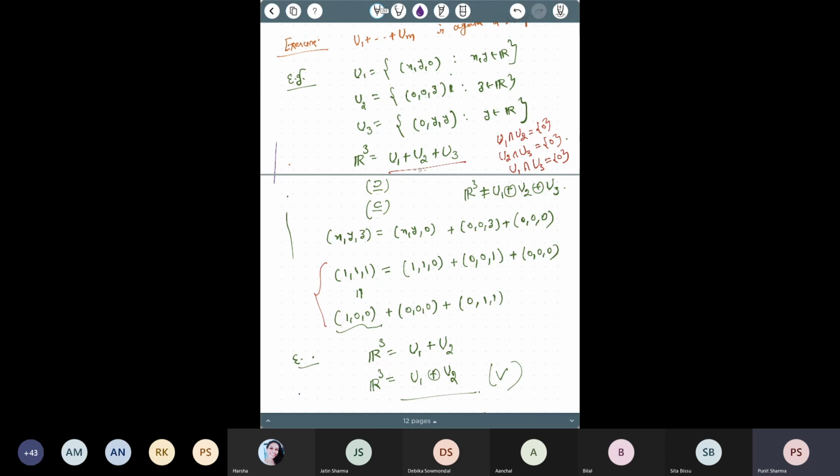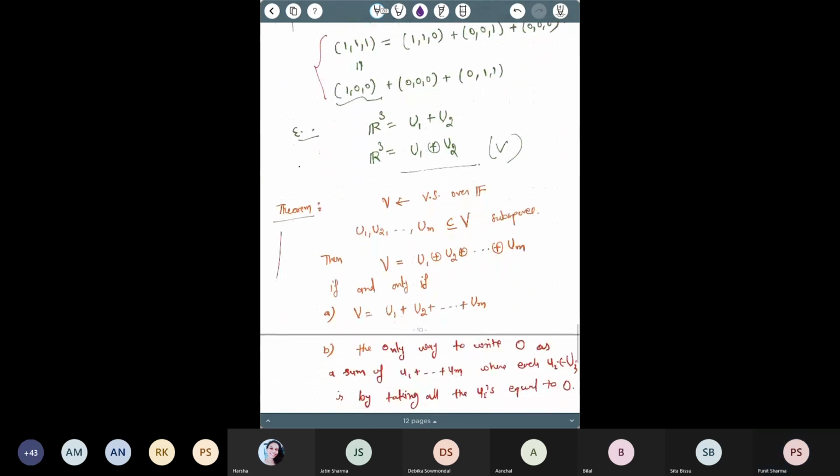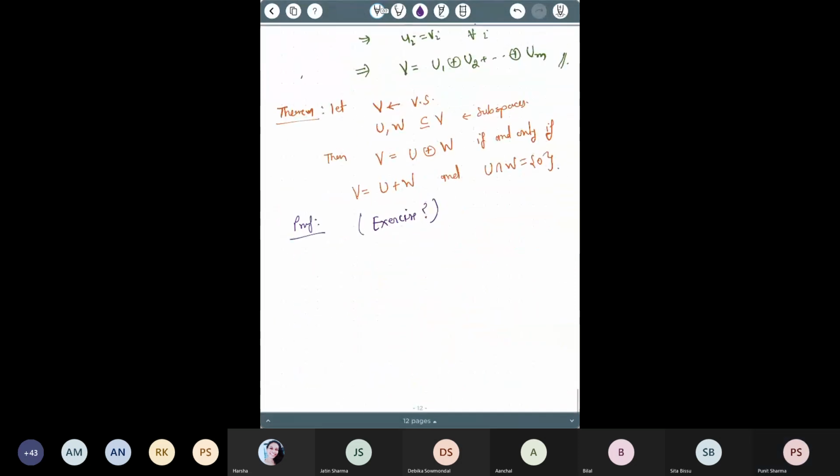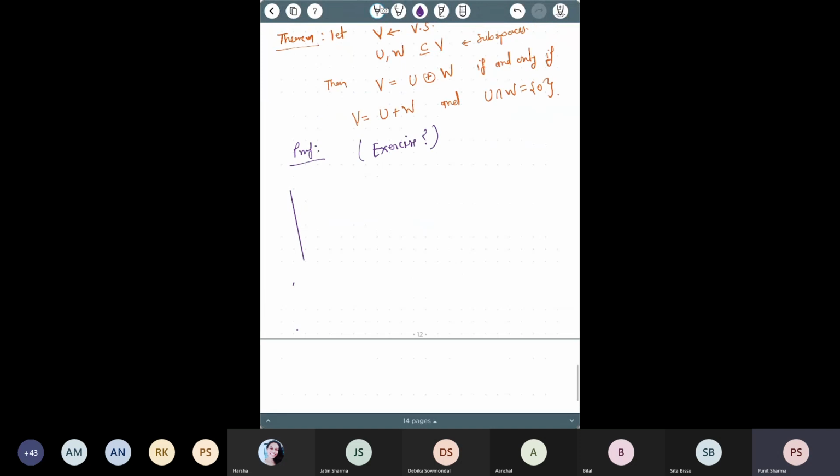All right, so let me next define linear combination of vectors. Since we have only 3 minutes, maybe I will start this topic in the next class. You can work out these exercises.